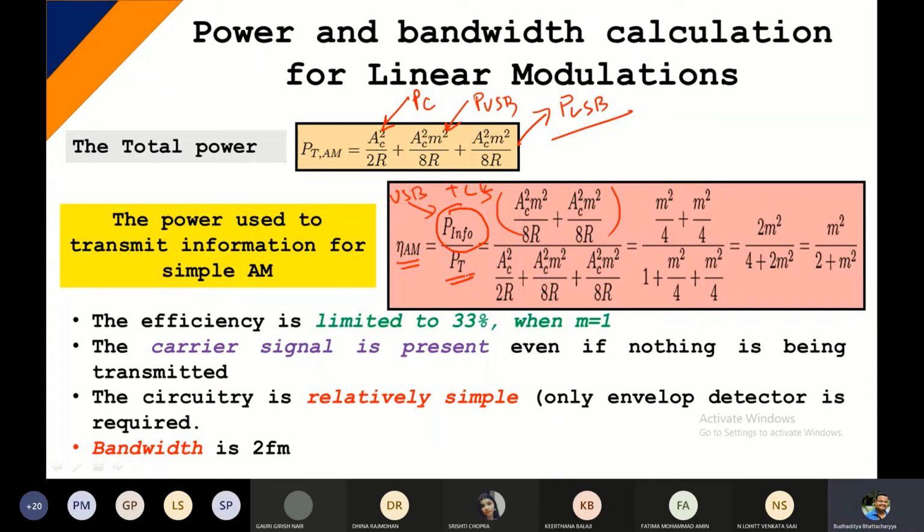So let us go back to AM once again, since we started off from here. The efficiency is limited to 33%, because M equals 1 is the maximum that we can get. So only 33% efficiency is what we are getting. The carrier signal is present even if nothing is being transmitted, and the advantage is the circuitry is very simple, because it's nothing but a basic sinusoid or a message signal getting added up with a carrier signal. Simple, that's it. And bandwidth is also 2FM. So that also we have discussed.